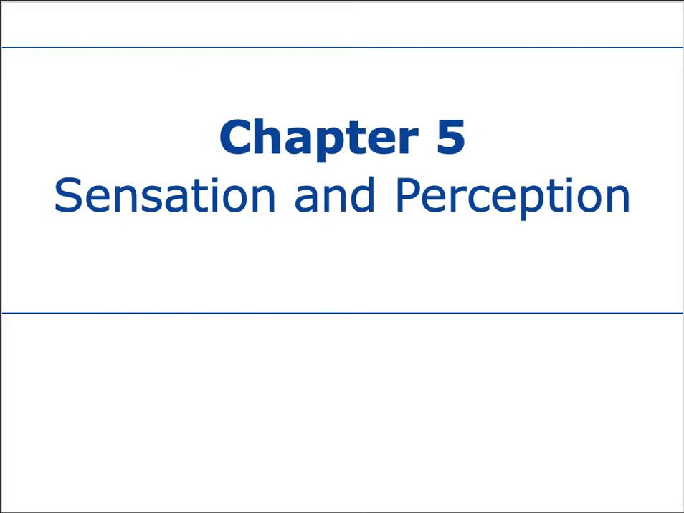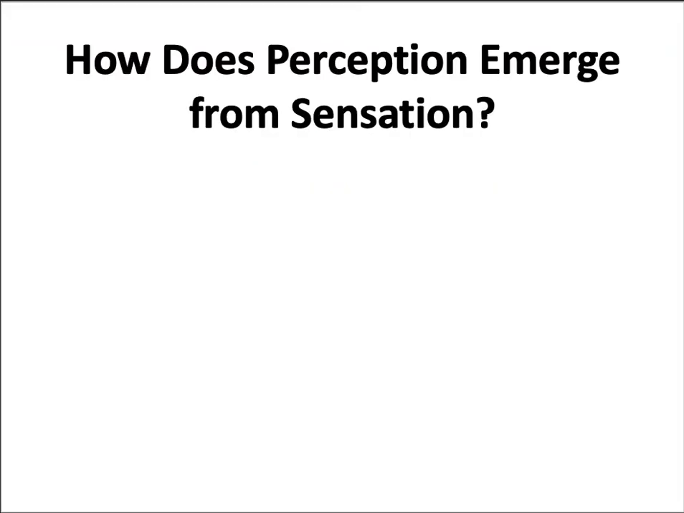Okay, this week we are covering Chapter 5, Sensation and Perception. How does perception emerge from sensation? This chapter will discuss how various types of stimuli are detected, how the brain constructs useful information about the world on the basis of what has been detected, and how we use this constructed information to guide ourselves through the world around us.